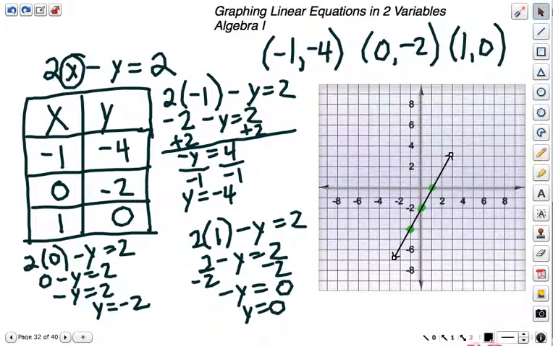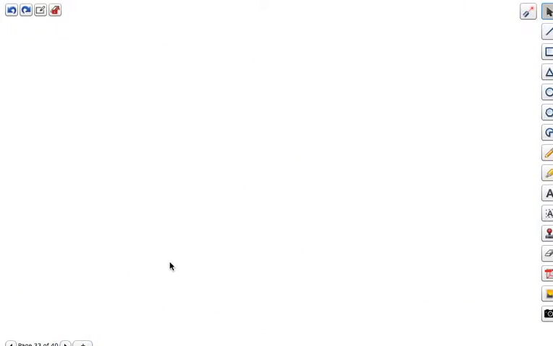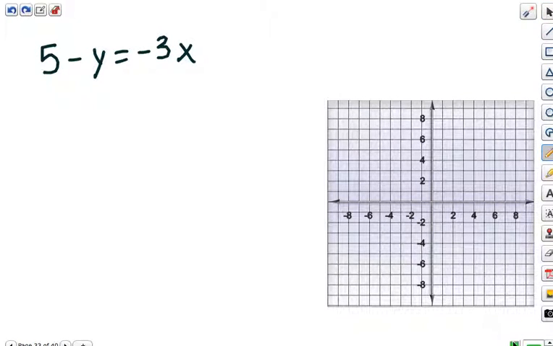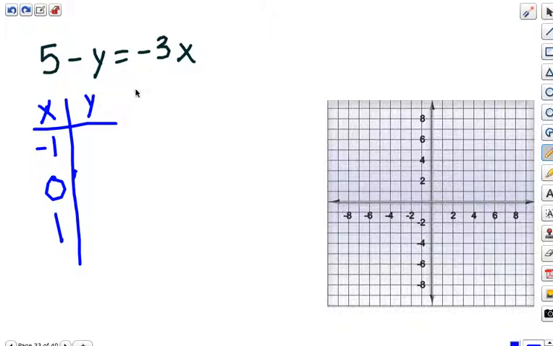All right, let's go ahead and look at another one now. We're going to set up a table again. You can pick different numbers or just use the same ones. It really doesn't matter. So -1, 0, 1: we're going to substitute each one of these three in for x to get our y's.